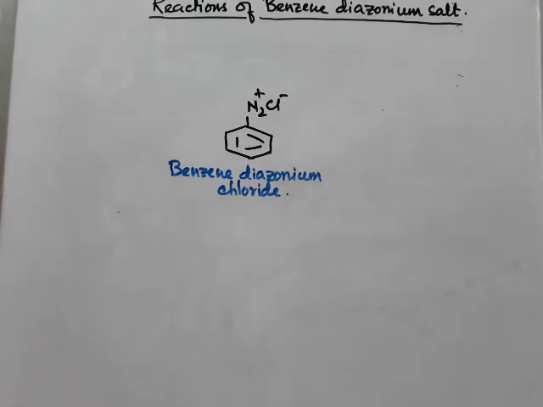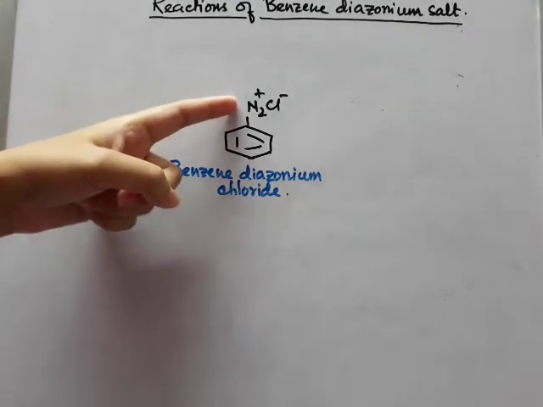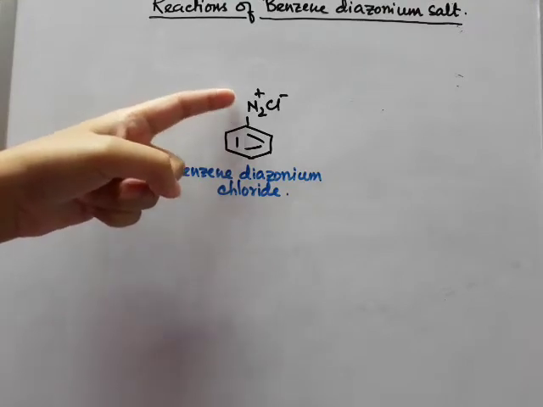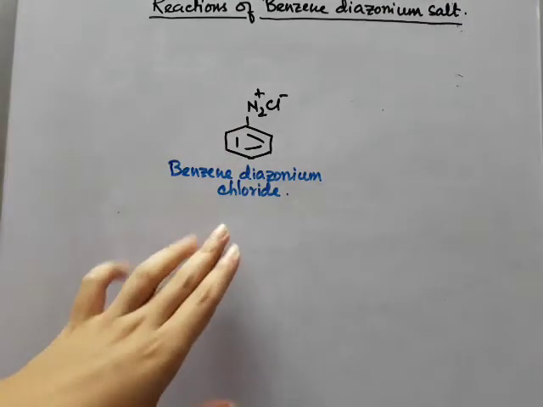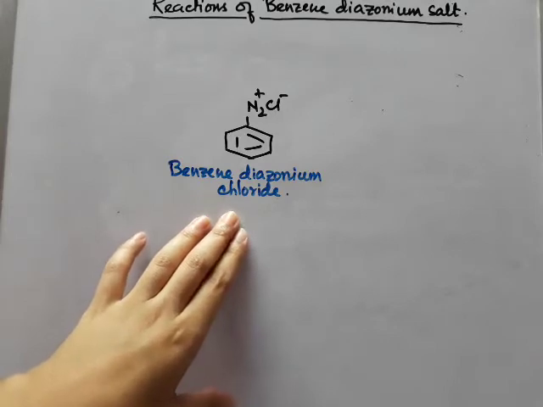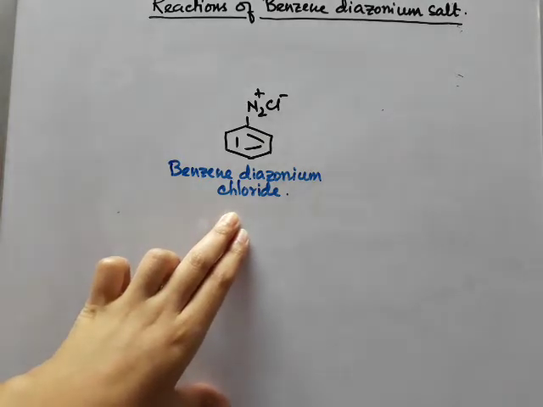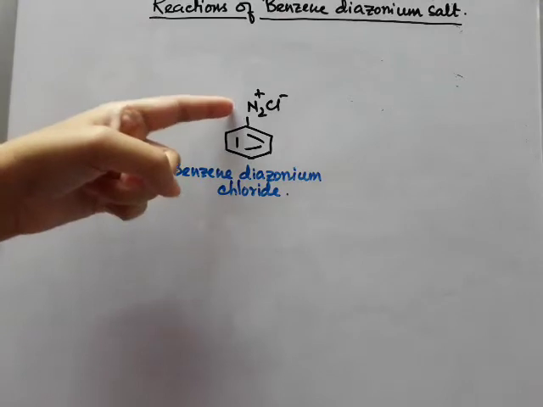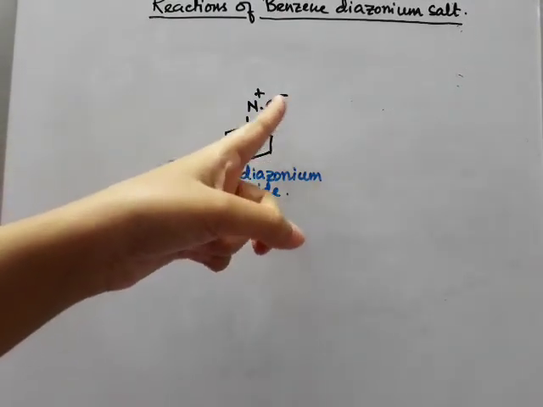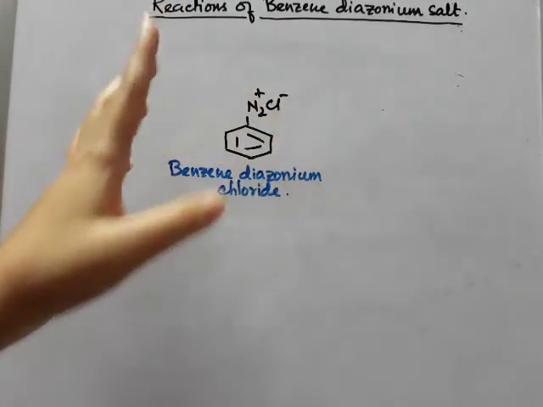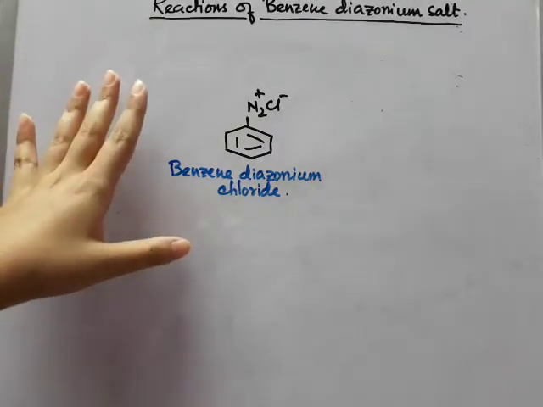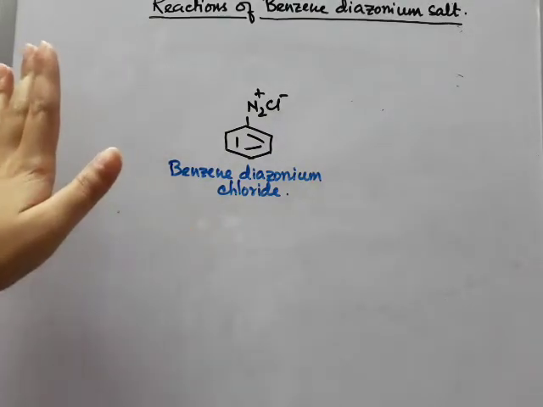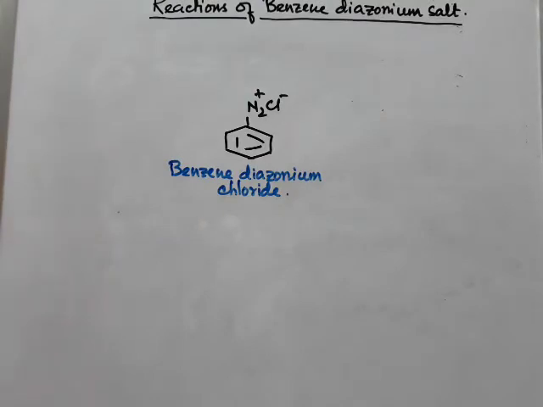At first we will substitute this N2+ Cl- group with halogens. On treating this aromatic diazonium salt solution with a solution of cuprous chloride in hydrochloric acid or a solution of cuprous bromide dissolved in hydrobromic acid, this N2+ Cl- or N2+ X- group is replaced by chlorine or bromine with the liberation of nitrogen gas. This reaction is known as the Sandmeyer reaction.